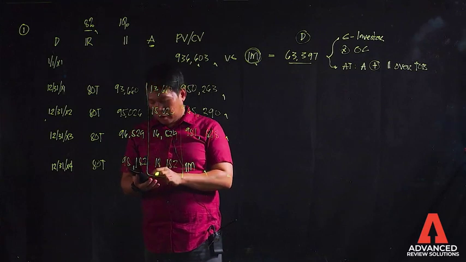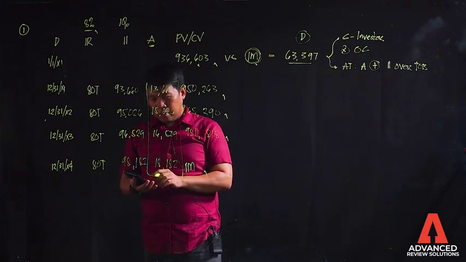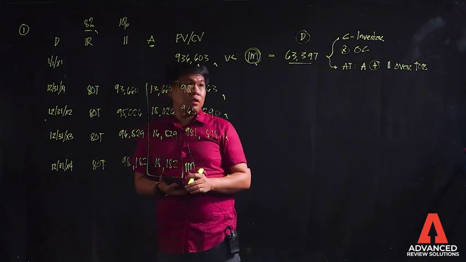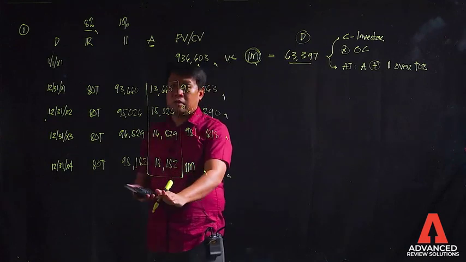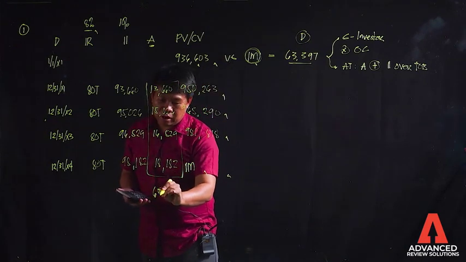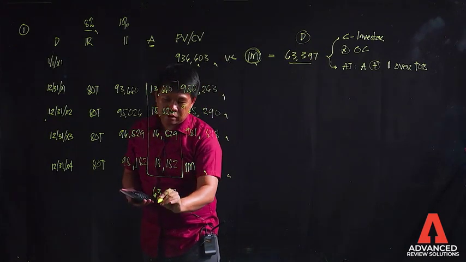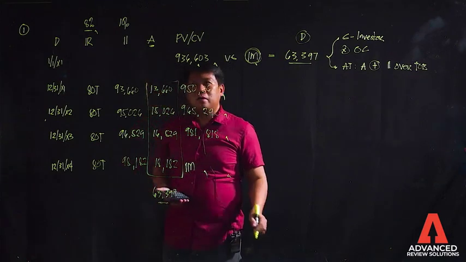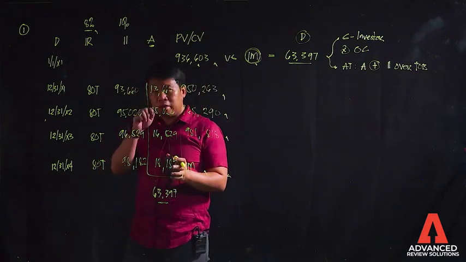13,660 plus 15,026 plus 16,529 plus 18,182. Okay, so that is 63,397. Sakto, class. Yan po yan. Now, in getting the total interest income, ganito yan.